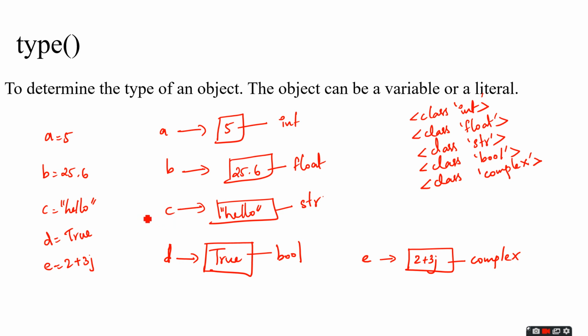Suppose we are writing c = "hello", c refers to the value hello, so the variable referring to hello also has the same data type as hello, that is string. Now d = True. We have learned that True is a boolean value, so it is a boolean data type. So d also has the boolean data type. Now e = 2 + 3j, it is a complex number, so it is a complex data type.